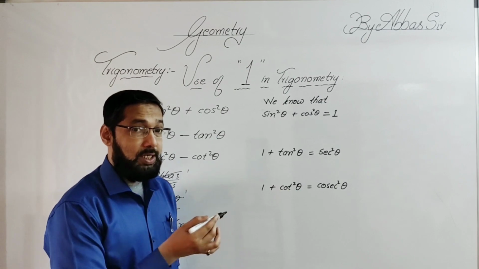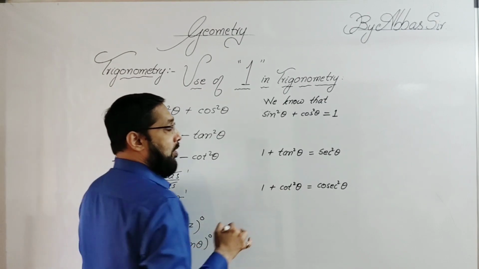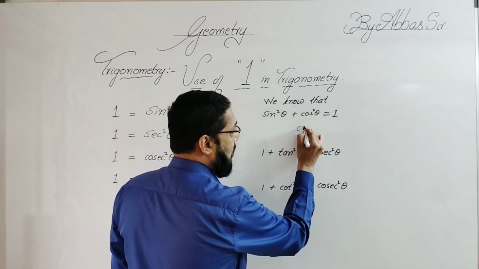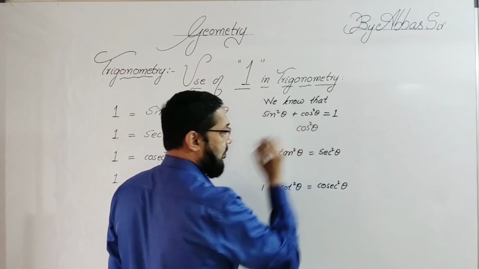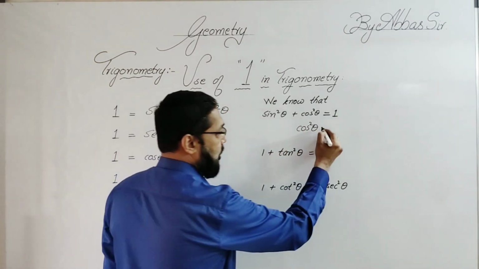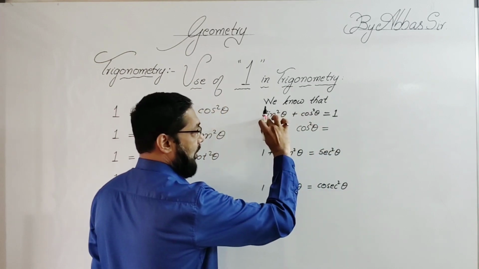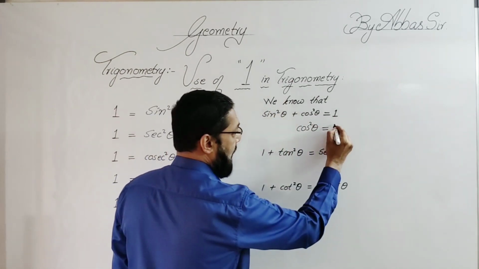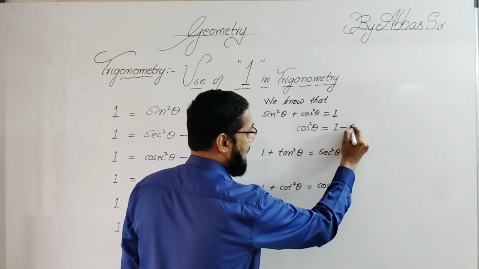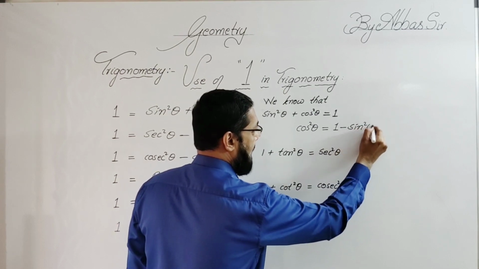Now I will convert them first into 9. See how. I can keep cos square theta as it is on the LHS and shift sine square theta from LHS to RHS. I will get 1 minus sine square theta.